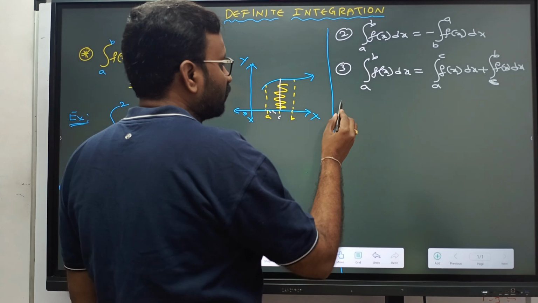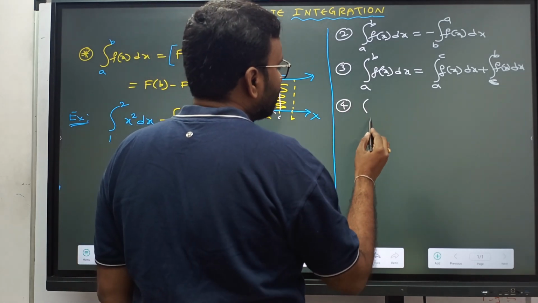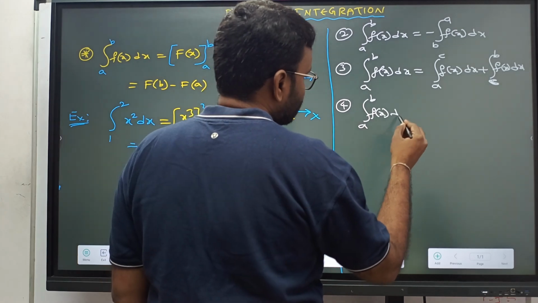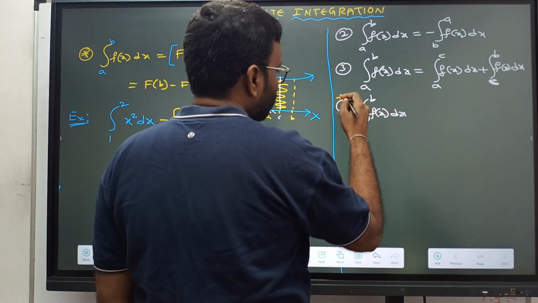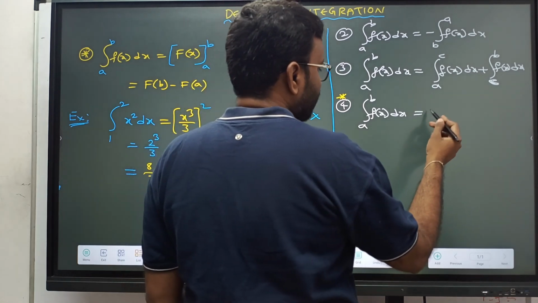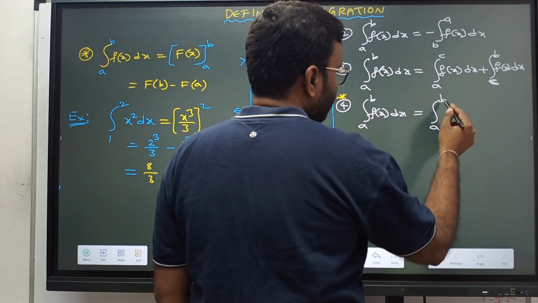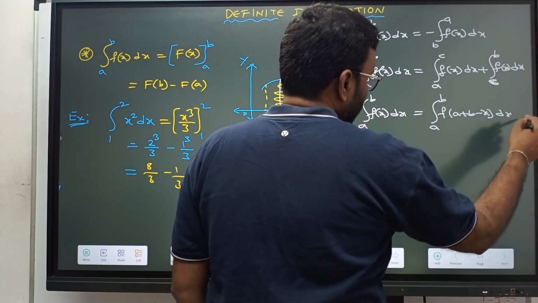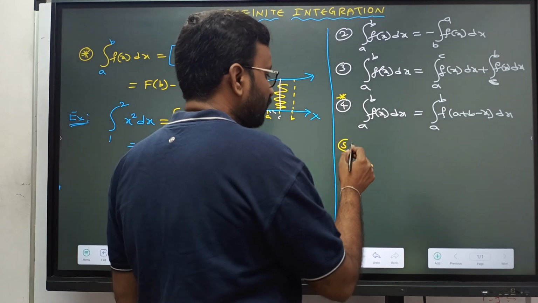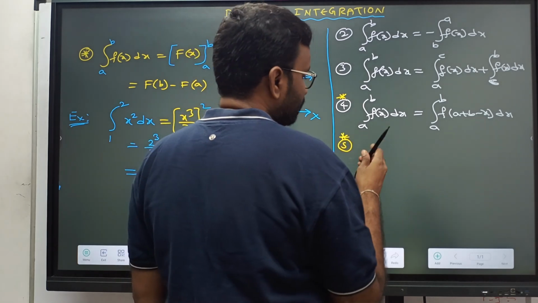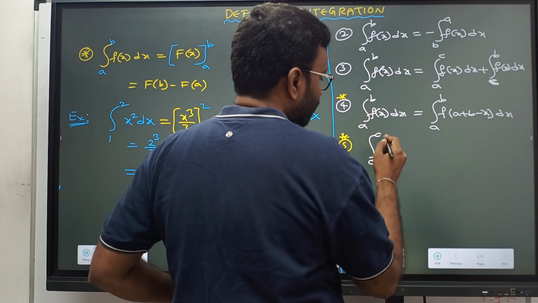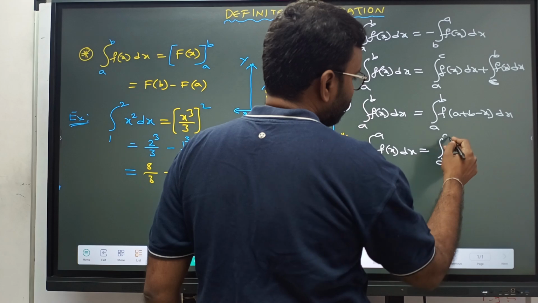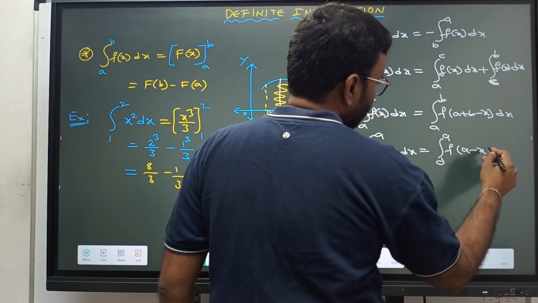And now one more, fourth one, integral a to b f of x dx. Very important formulas now, which can be written as integral a to b f of a plus b minus x dx. Now fifth one, this is also very important: integral 0 to a f of x dx is equal to integral 0 to a f of a minus x dx.